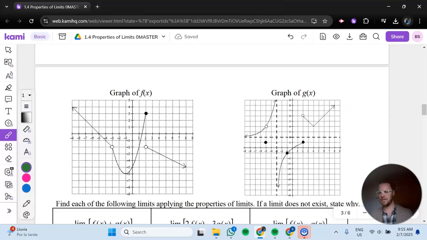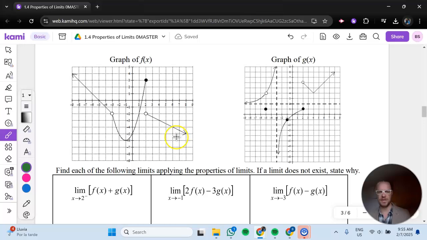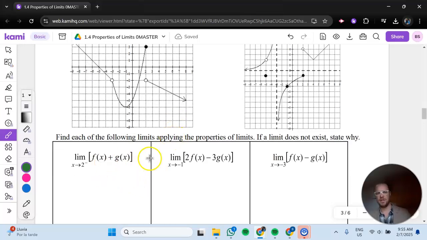All right, let's take a look and see if we can now apply these into some actual piecewise functions here. So for each of the following limits, apply the properties of limits. If the limit does not exist, then state why. So the limit as x approaches 2 from the left of f of x plus g of x. So the first part we've got to do is just that f of x portion there.